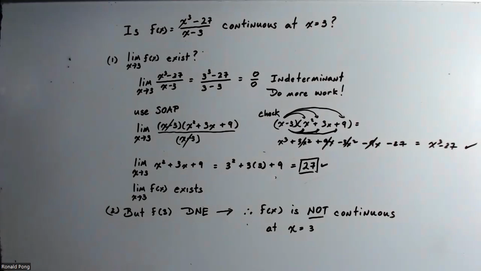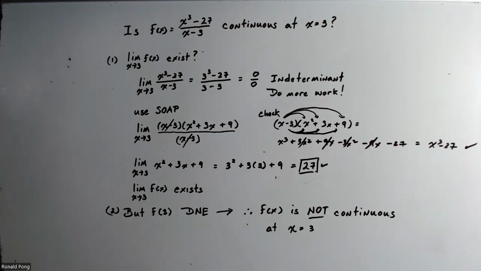Here's an interesting problem that I made up. f of x equals x cubed minus 27 over x minus 3. And the question is, is this function continuous at x equals 3? We're going to go through our 3 steps, and we find the first step asks, does the limit as x approaches 3 of f of x exist? Plugging in the function for f of x, x cubed minus 27 over x minus 3, and substituting 3 for x gives us 0 over 0, an indeterminate form. That means we need to do more work.